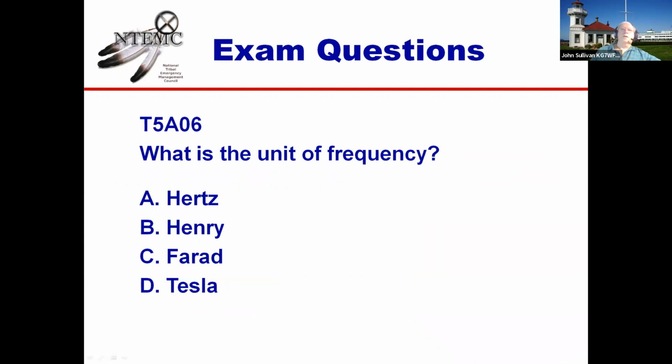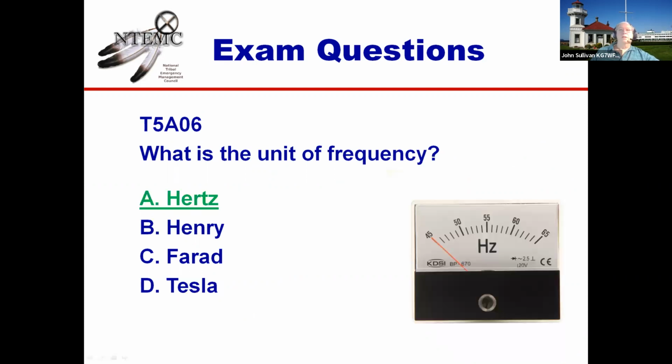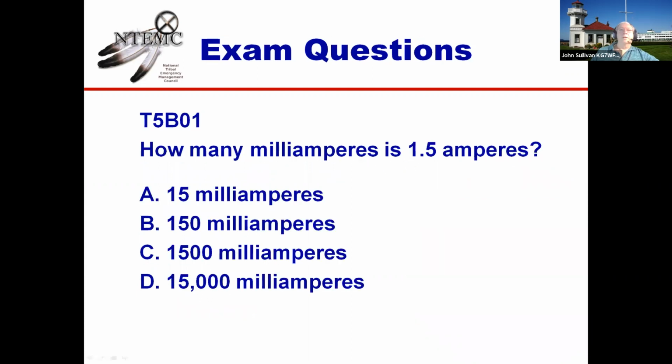And then again, the unit of frequency. Frequency is how often something happens, right? How frequent something is. So cycles per second, that would be hertz. All right. Any questions on any of those definitions before we get into the mathematical part of this?